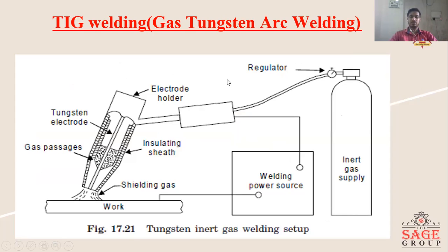Right, see the diagram of TIG welding. Inert gas cylinder, power supply. Right, one power supply goes to the electrode, and the second one goes to the workpiece. This is shielding gas, and this one is the tungsten electrode to develop the arc between the workpiece and the electrode. Right, and this is shielding gas to protect from oxidation from the air or atmospheric air.